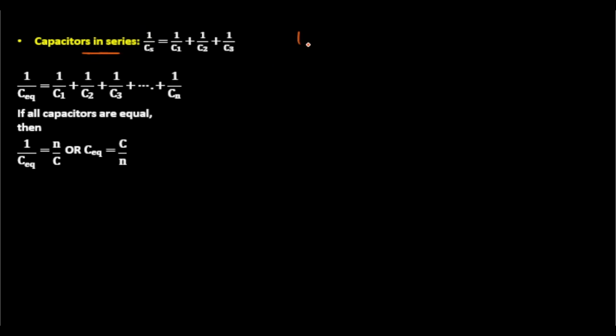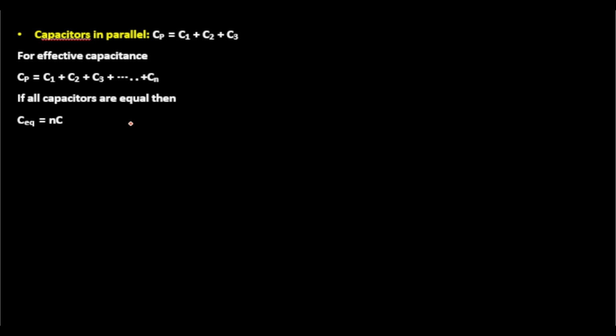Capacitors in series: 1 upon C equals 1 upon C1 plus 1 upon C2 and so on. If capacitors are equal, then 1 upon C equivalent is N upon C, or C equivalent is C upon N. Capacitors in parallel: CP is equal to C1 plus C2 plus C3. If the capacitors are equal, then C equivalent is equal to N into C.